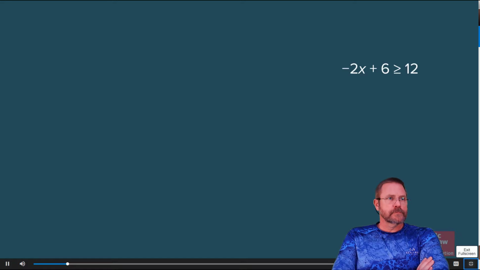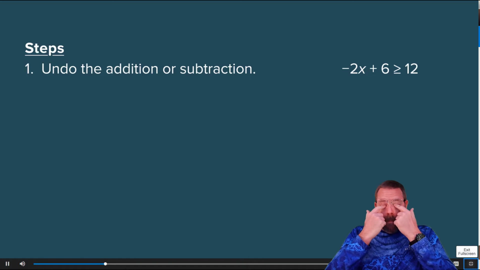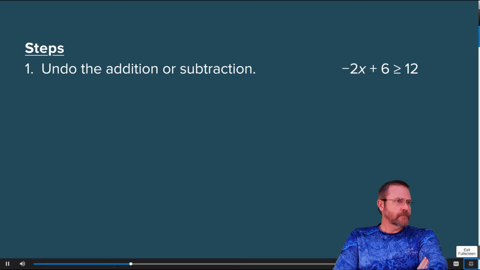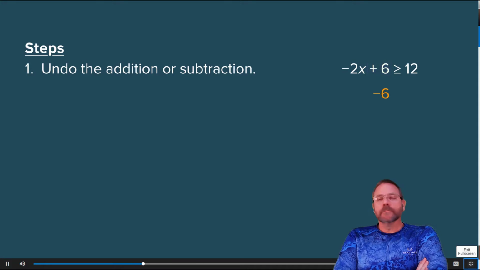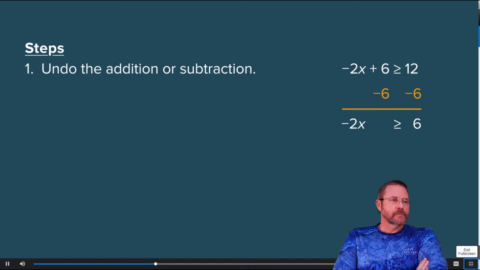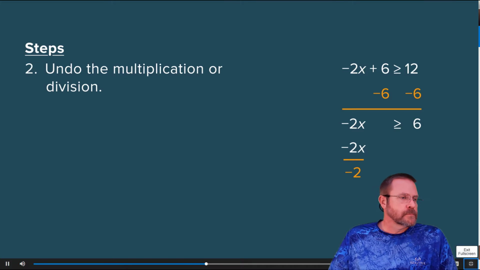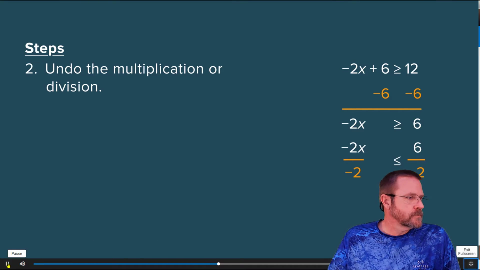A two-step inequality contains two operations. To solve a two-step inequality, first undo the addition or subtraction. In this example, undo the addition by subtracting 6 from each side of the inequality. Next, undo the multiplication or division. In this example, undo the multiplication by dividing each side of the inequality by -2.